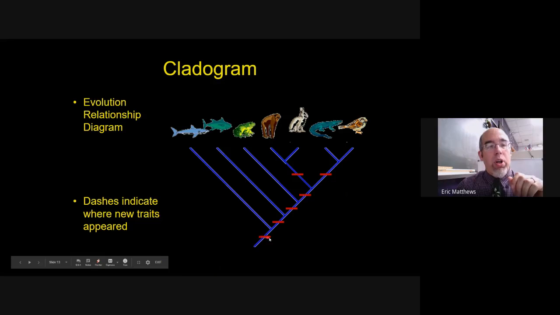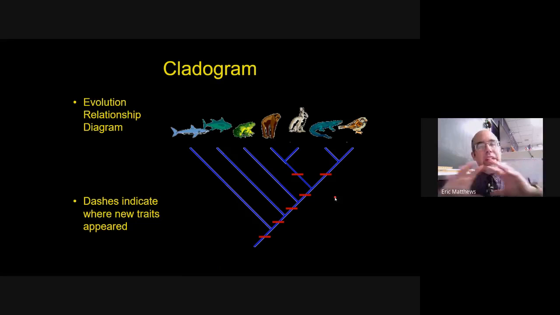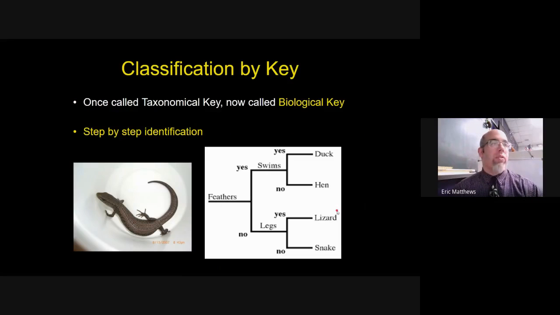So this first one is going to be cartilage in their skeleton. We see it includes everything because we all have cartilage in our skeleton. But this one right here is bones in the skeleton. Well, the sharks are out. Sharks only have cartilage for their skeleton. But the bony fishes and everything else, we all have bones. And each step would just show how they separate and radiate out from each other.